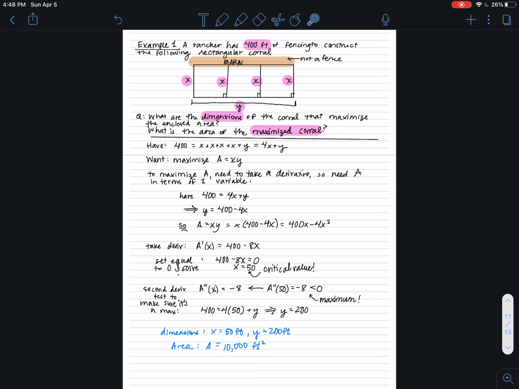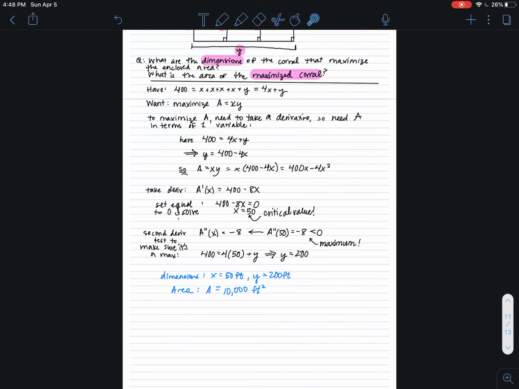If you notice, this will actually create square sections of our corral here, and that happens to always be true. When you're trying to maximize the area of a rectangle, you should always get squares unless there's another weird constraint put on it. For example, maybe one side has to be twice as long as another or something like that. Yeah, so that's your guys' first example of an optimization problem.